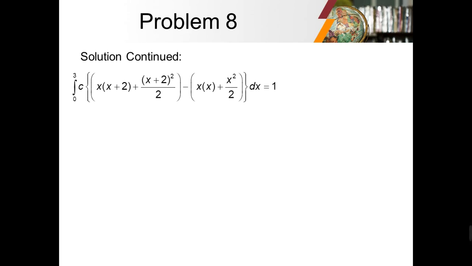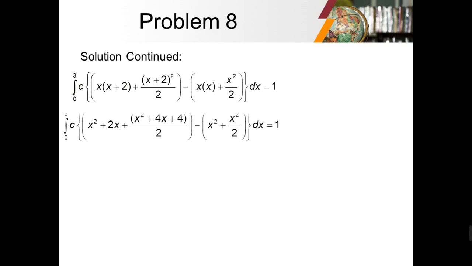Okay, continued lang yung solution natin. So, ito ay yung din kanina. Simplify lang natin ito. So, distributive property lang tayo. So, yung x times x is x squared plus 2x plus yung sa taas, expand natin.